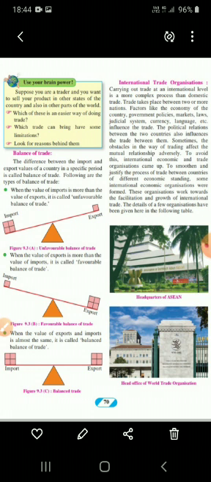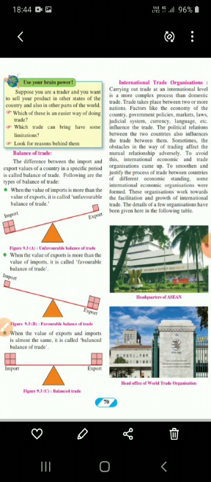Now next you can see balanced trade. When is the condition of balanced trade? When the value of export and import is almost the same, it is called balanced trade. Understood? Here we can see total balance of import and export. Understood? So this is balanced trade.